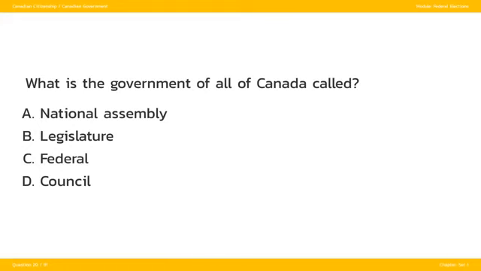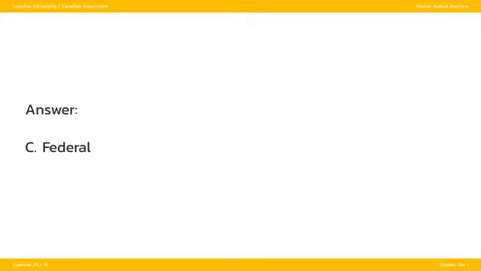What is the government of all of Canada called? A. National Assembly. B. Legislature. C. Federal. D. Council. The answer is C. Federal.